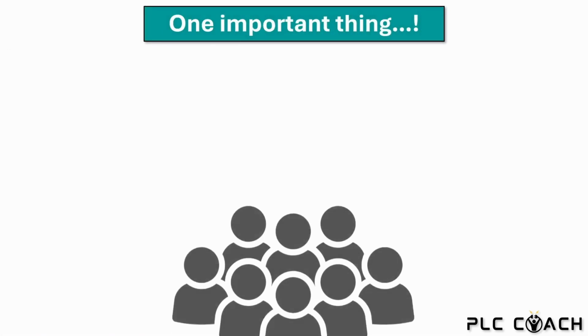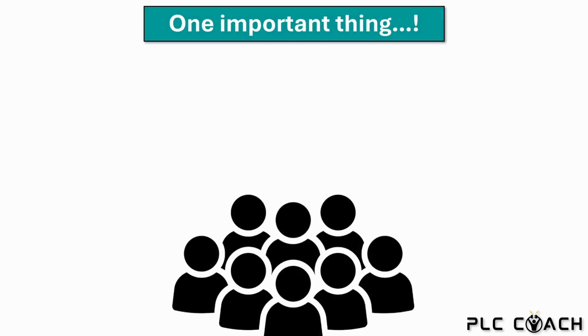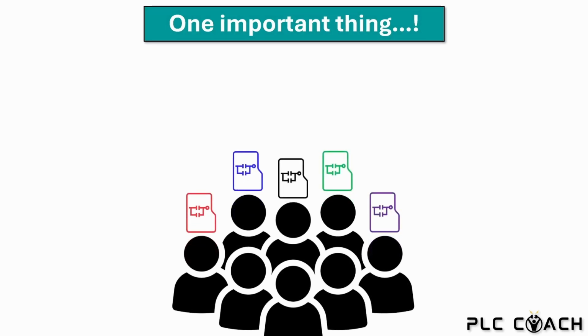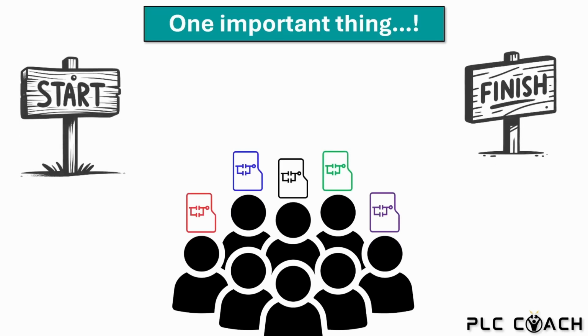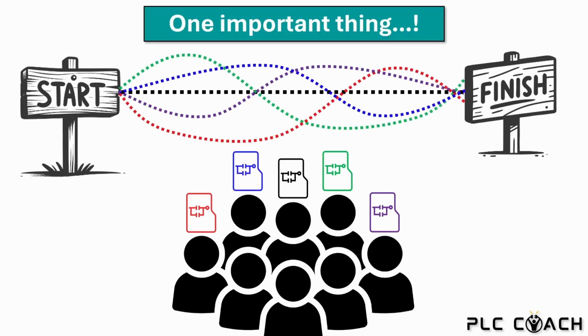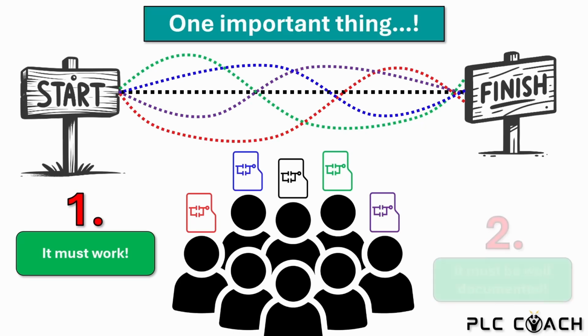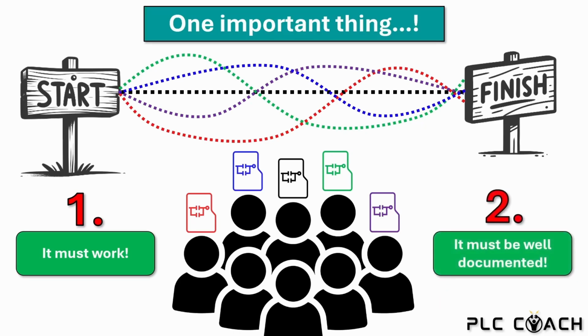If you give 1000 PLC programmers the same task, you will get 1000 different programs. So if your solution looks different from mine, that's totally fine. There isn't just one correct way. There are many ways to achieve the goal. The two most important things a PLC program must fulfill are: first, it must work. And second, it must be well documented so others can easily understand it. Keep that in mind. Alright, let's get started.